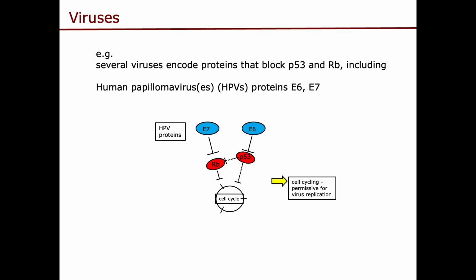Viruses. Several viruses encode proteins that block genes like P53 and RB, including the human papillomaviruses, in which case the proteins E6 and E7 are involved. The E7 protein binds to the retinoblastoma protein, and the E6 protein binds to P53. And the combination of blocking RB and P53 leads to freeing up of the cell cycle.